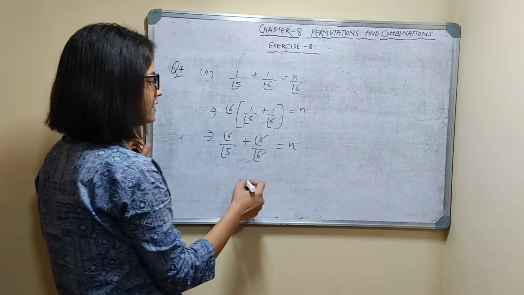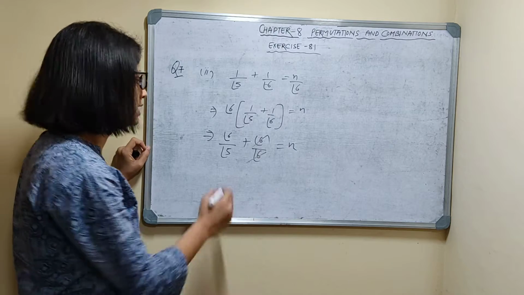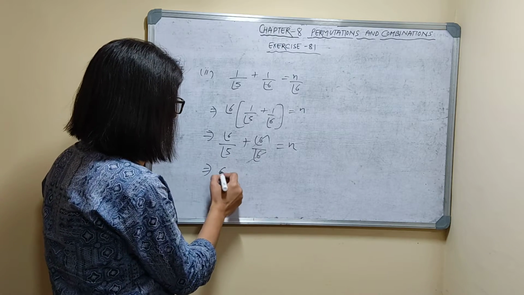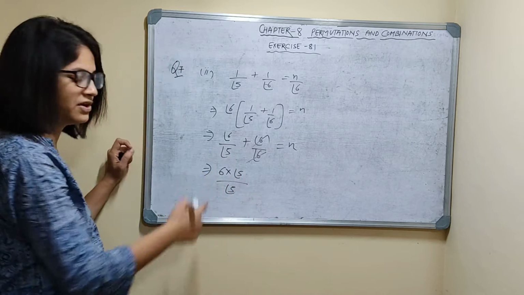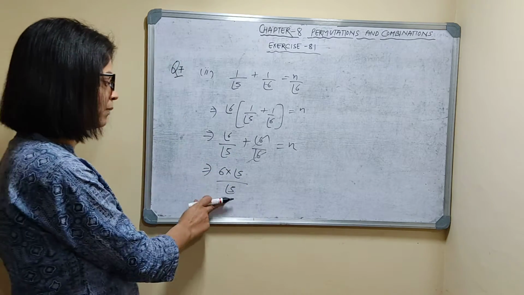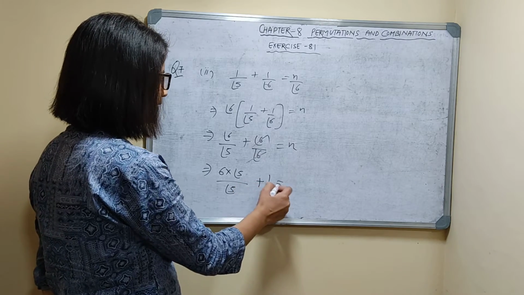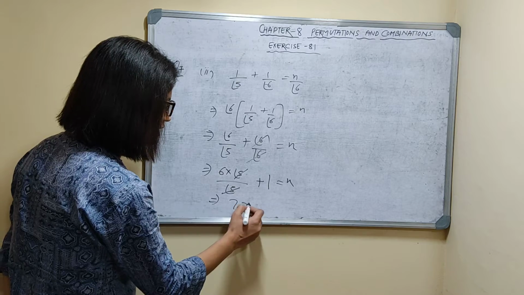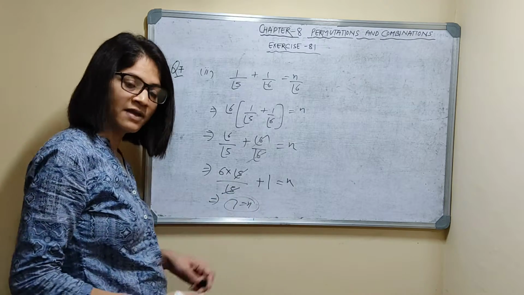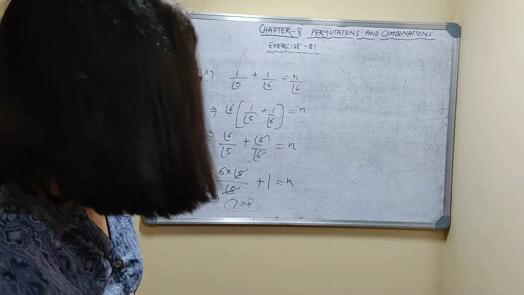Factorial 6 cancels, that is 1. Factorial 6 upon factorial 5, so 6 into factorial 5 upon factorial 5, plus 1 is equal to n. Factorial 5 cancels. 6 plus 1, that is 7. The n value is 7. Now part third.